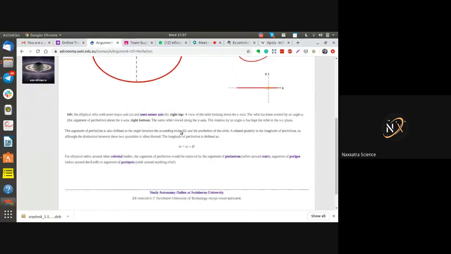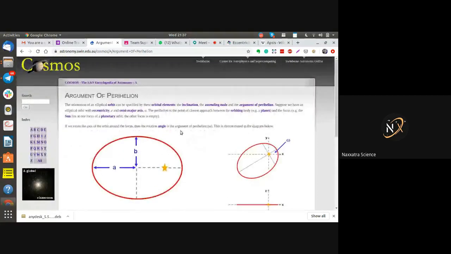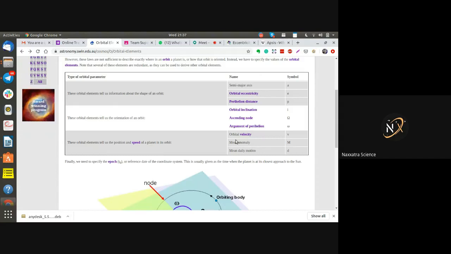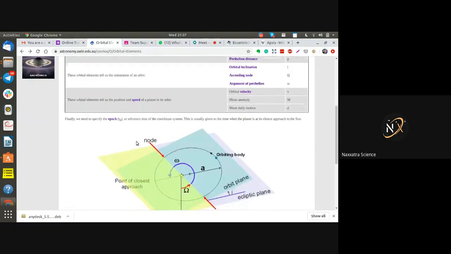So I think videos will be better. I'll just try to send over some links that also try to describe the orbital elements. So these three are important. And finally, you have speed. I'll leave this for you guys to go and read up about it. So there is orbital velocity, mean anomaly, and mean daily motion. So you guys can look that up.